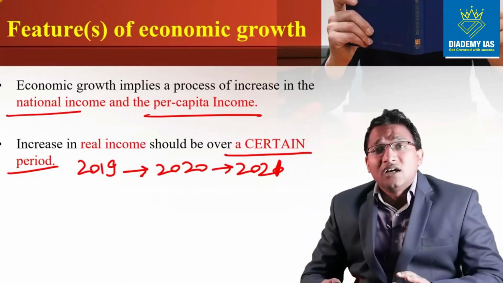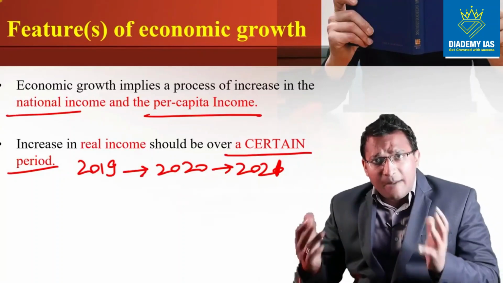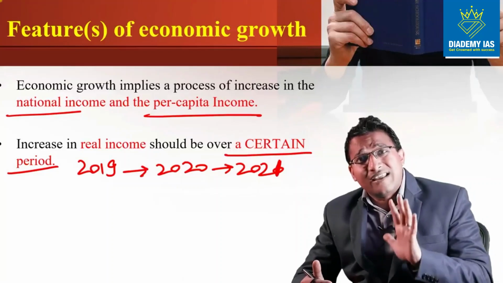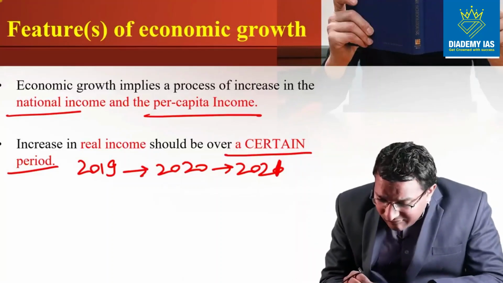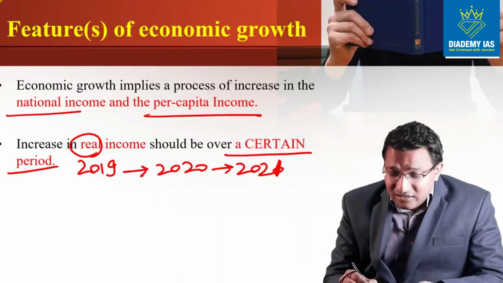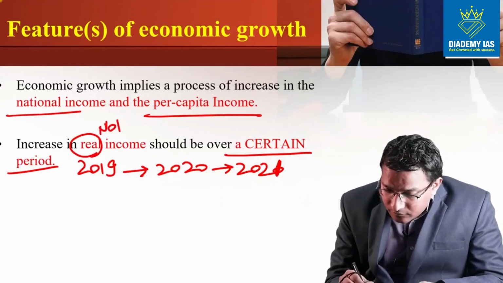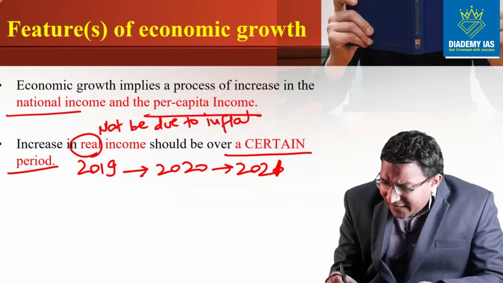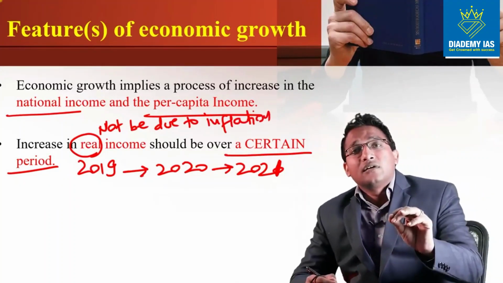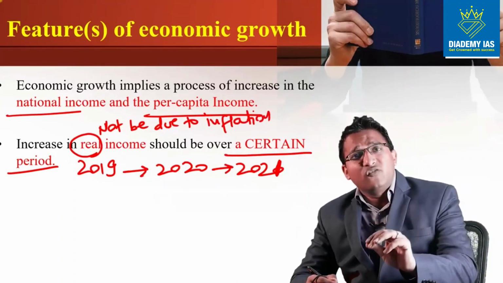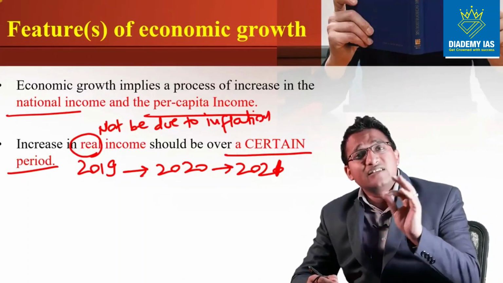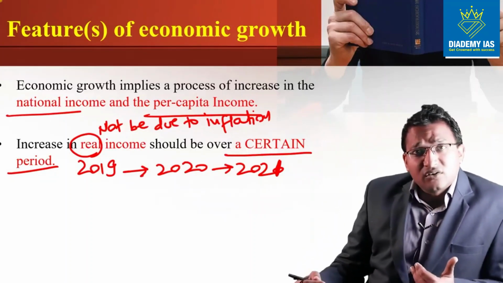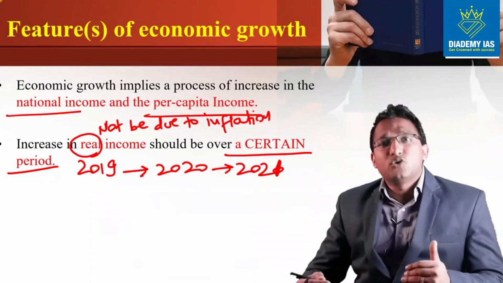We can't say it hypothetically or just by assumption. So there has to be some certain period, some certainty has to be there, right? The increase has to be in the real income. This increase should not be due to inflation. The example I have already given: the increase in the value of goods and services produced should not be because of the increase in the prices. This should be because of the increase in the quantity of production. That is called real income. The real GDP should increase.